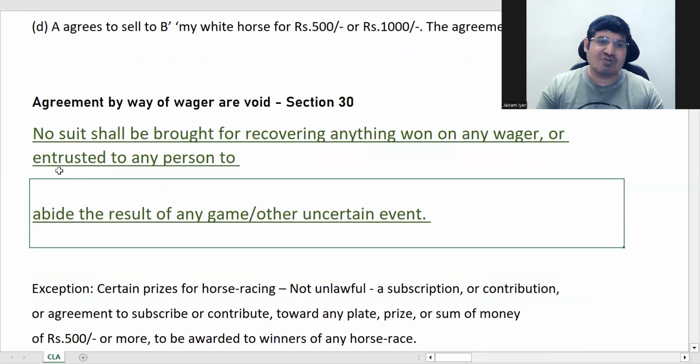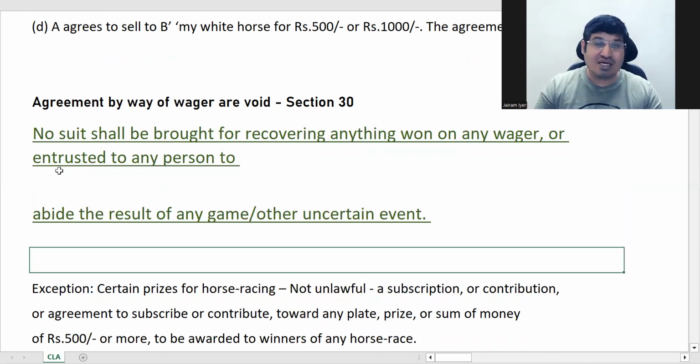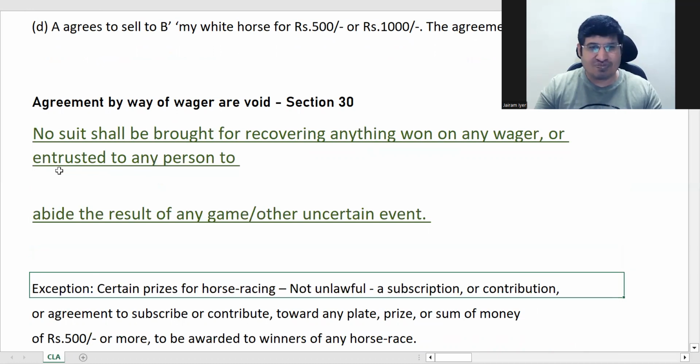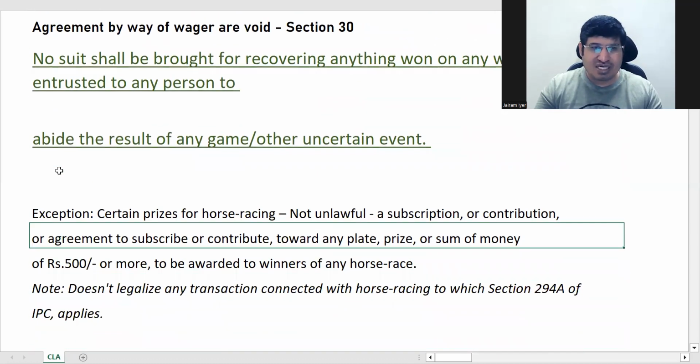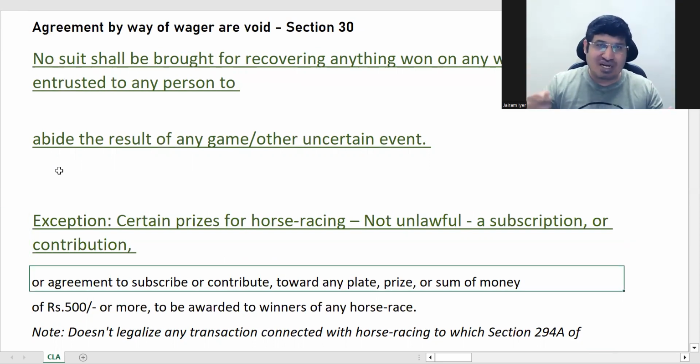So the wager is basically some card game or something like that where you are earning money illegally, which is not allowed by law. Here, one thing you have to understand: certain types of horse racing are not illegal. There are some horse races where people contribute for a plate, and the winner gets that plate. Things like that are not illegal because you are racing. That's something which is manual skill, right? Racing of horses, and whoever is winning gets the prize.